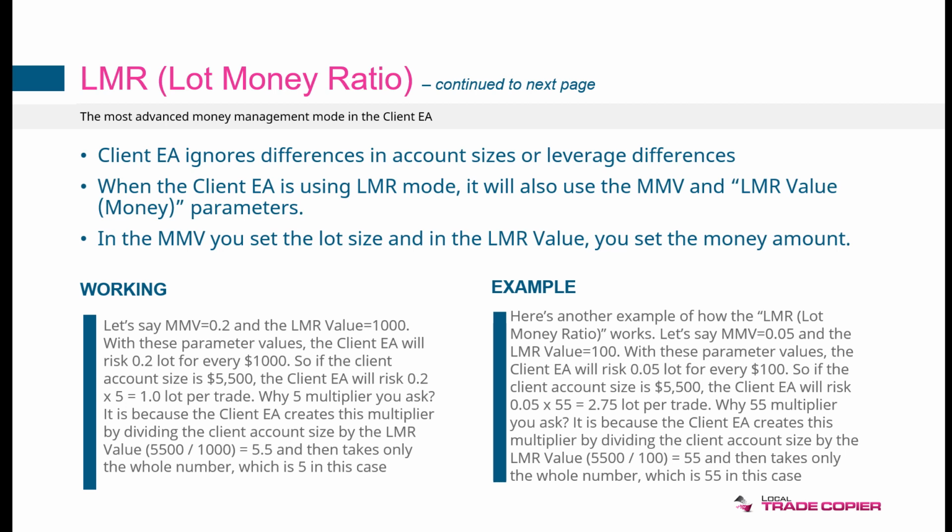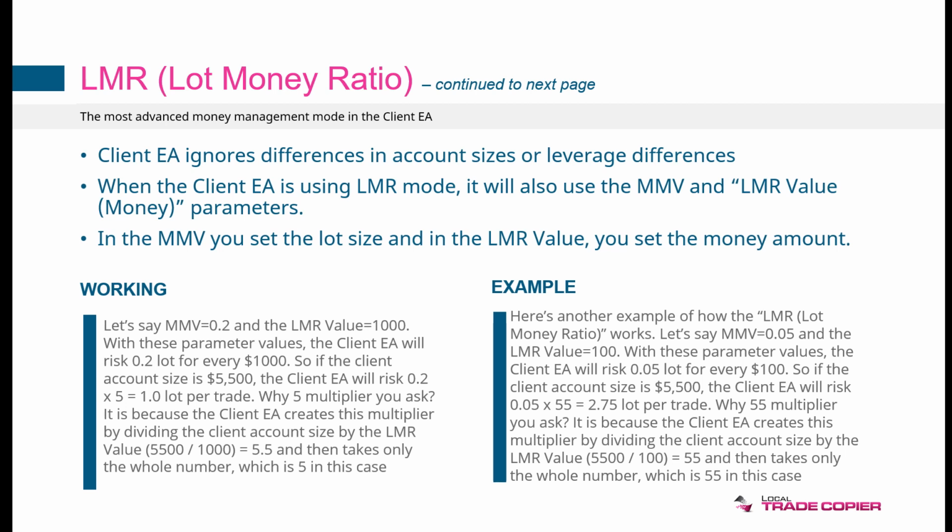So here's another example. Let's say MMV is 0.05 and the LMR value is 100. With these parameter values, the client EA will risk 5 microlots for every $100 in the account balance. So if the client account size is again 5,500, the client EA will risk 2.75 lot per trade. It will get the 55 multiplier.